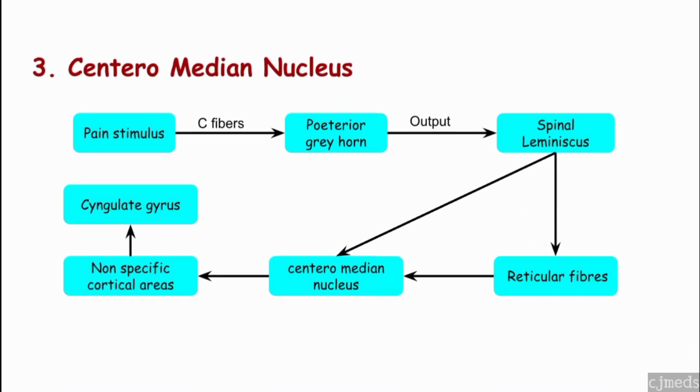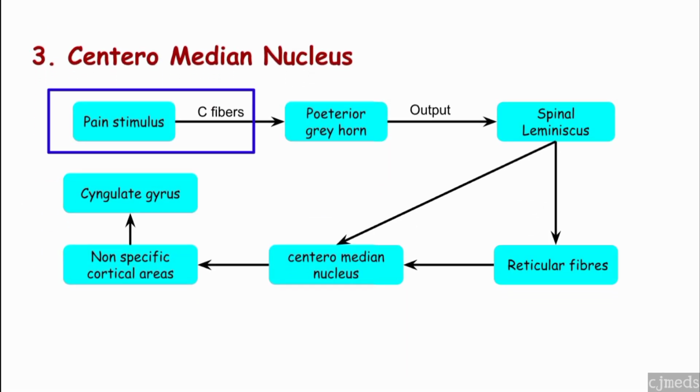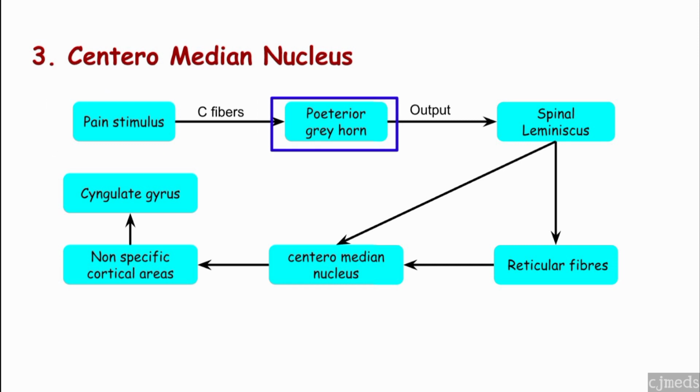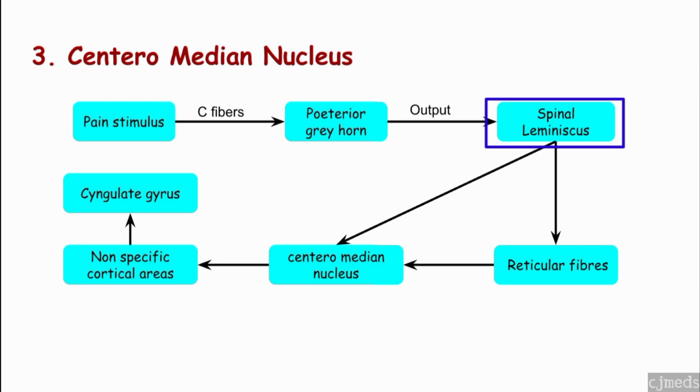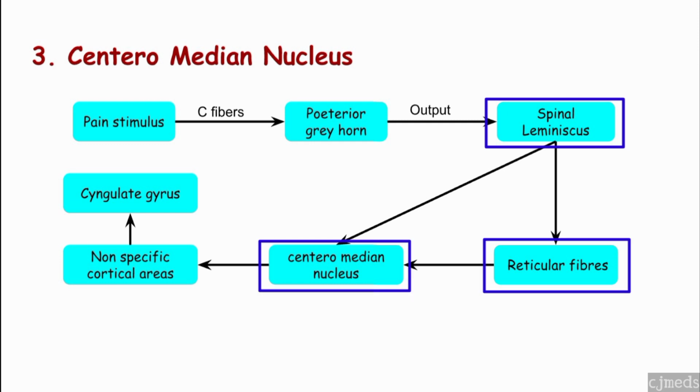So let's say we have a pain stimulus here which is carried via the C fibers to the posterior grey horn. After the posterior grey horn, they cross over and move towards the spinal lemniscus. The spinal lemniscus gives up some of the collaterals to the reticular formation and then eventually synapses in the centromedian nucleus. And some of the fibers from the reticular formation may also give some information to the centromedian nucleus.